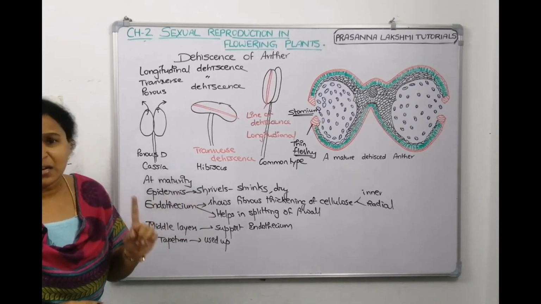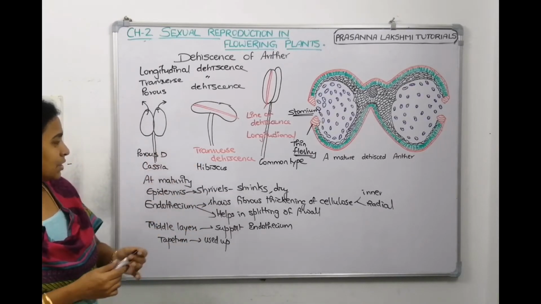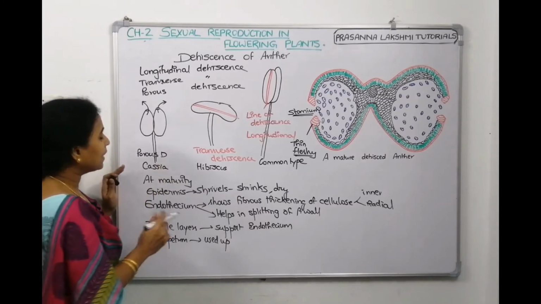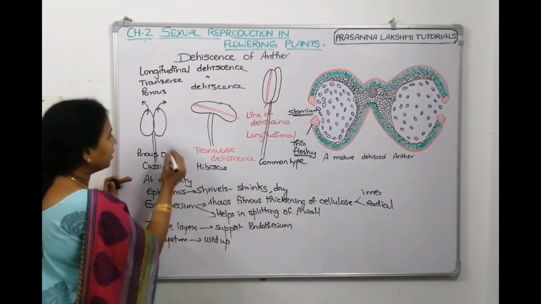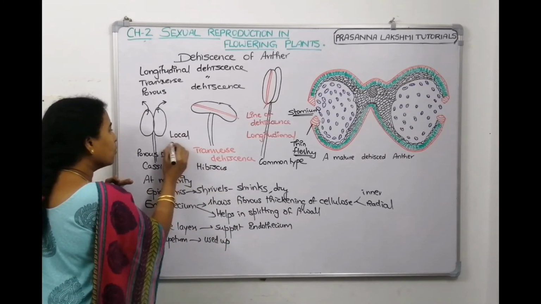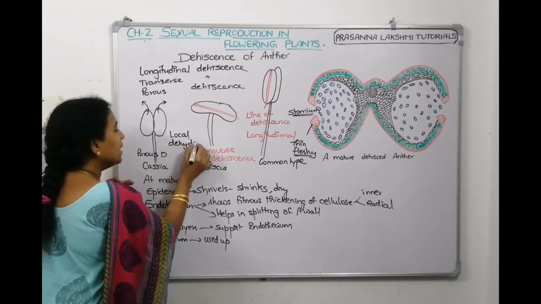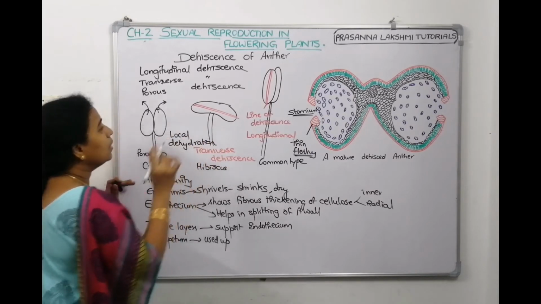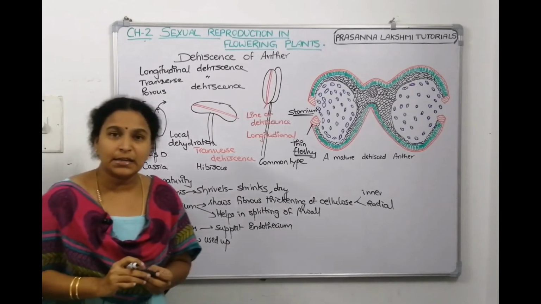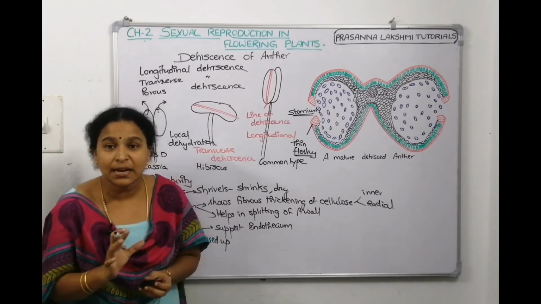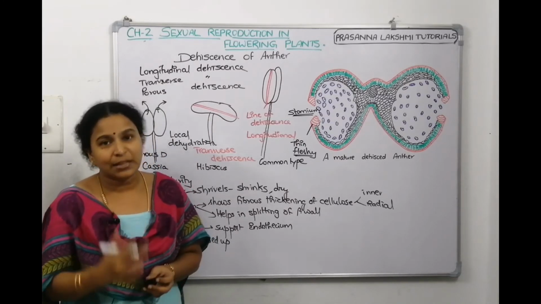Local dehydration leads to dehiscence in porous and transverse dehiscence. Here and here we tell that all this is not applicable, only local dehydration. Only local dehydration leads to the dehiscence of the anther walls. Did you understand this concept? Take a screenshot, then we will continue.